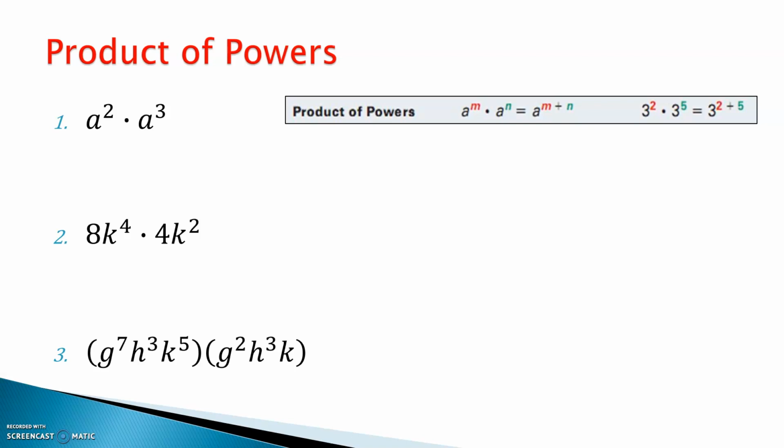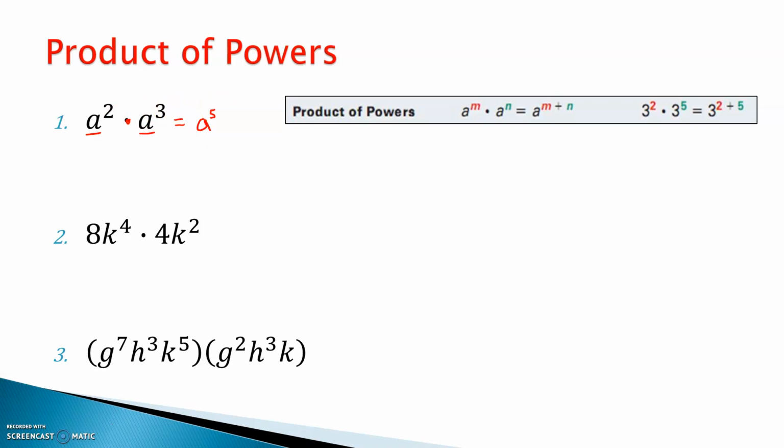All right. So let's go through it. The first one, I noticed that I have the same base and I'm multiplying. So all I have to do is add those exponents. This is going to be a to the 5th power. I had 2 here, I have 3 here. I have a total of 5 a's, a to the 5th power, being multiplied together.